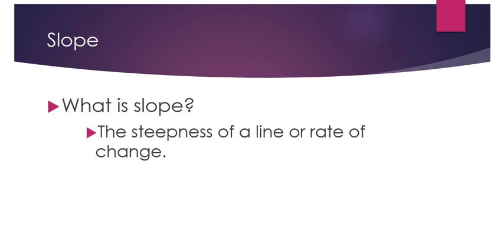What is slope? What do you think about when you hear the word slope? Slope is the steepness of a line or the rate of change. So when you think about the steepness of a line or the rate of change, what that means is how steep a slope is, or maybe if it's more flat. The way it changes, the rate that it changes at, that is your slope.